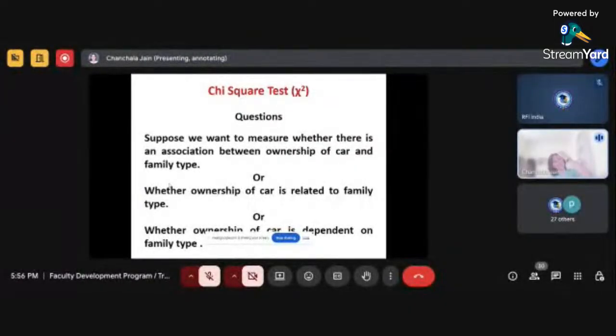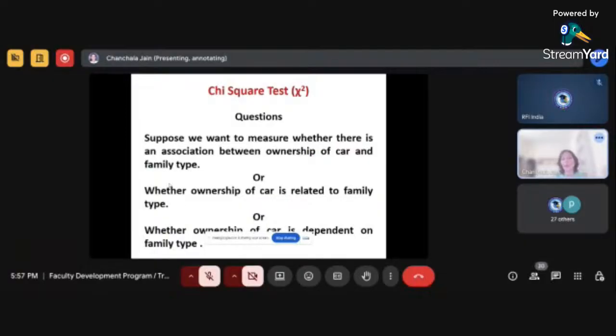So with this intention, I am showing that suppose your question is whether there is any association between the ownership of car and the family type, right? Or you can frame your question as whether ownership of car is related to family type, or whether the ownership of car is dependent on family type. One and the same thing. All questions give you the same meaning, right? The formulation or writing of the question can be a little different, but the meaning is the same.